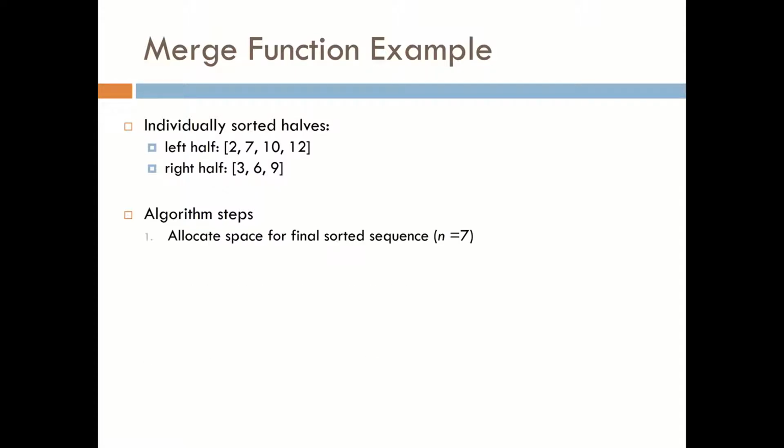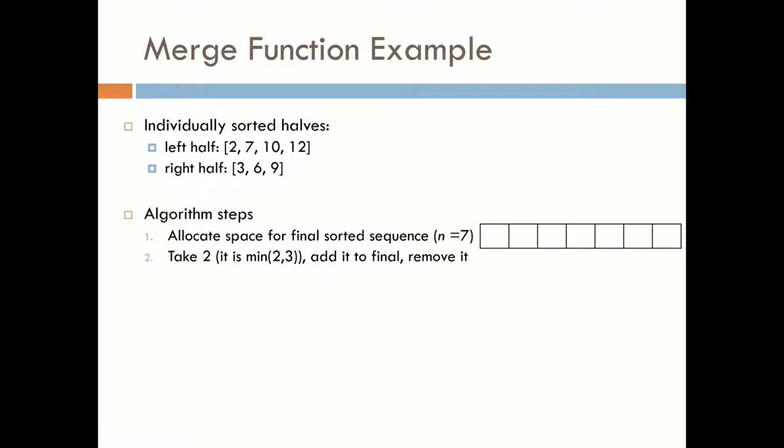So here are the steps. First of all, we want to allocate space for the final sequence. In this case, I've got a list of 4 items and a list of 3 items, so I need n equals 7, so I allocate my array with 7 elements. I then want to compare the fronts of the list, and that's what I mean there: take a look at the first element in each list and pick the minimum. As I look at the 2 and 3, I'm going to take the 2 because it's the minimum of 2 and 3. I'm going to add it to the final array, and I'm going to remove the 2 from the list. Okay, so it looks like that.